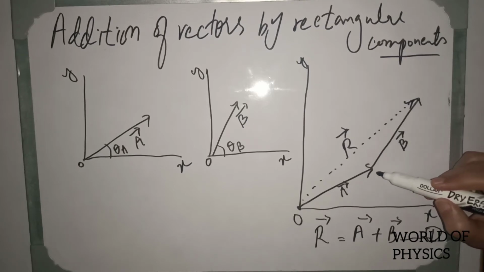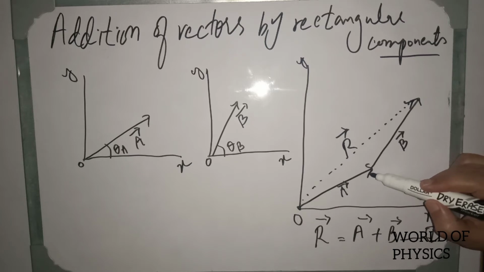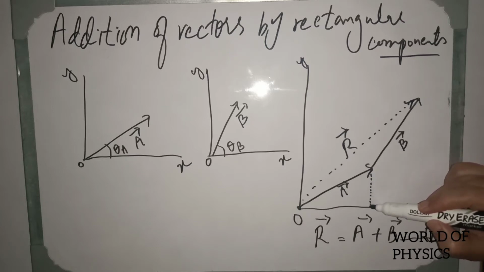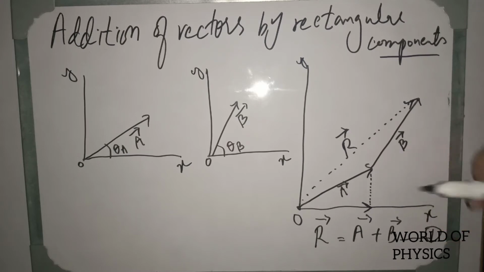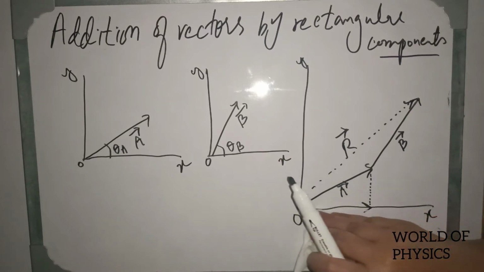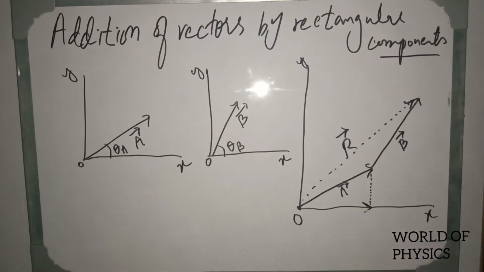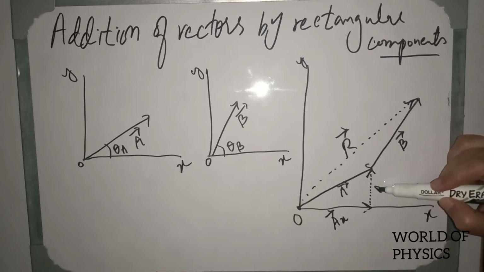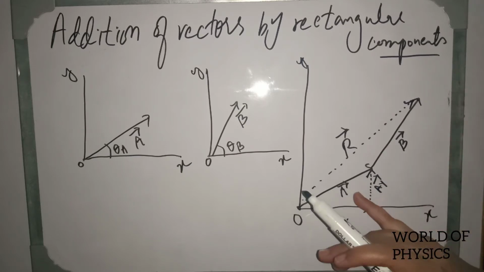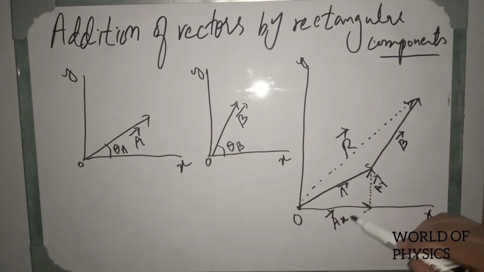How to make components of A? Drop perpendicular from the head of A on x-axis. In this way, this is called x component of A. This is x component of A. So I will write down Ax at this point because this is x component of A. As this is x component of A, just like this is called y component of A, called Ay. I have split A into its two rectangular components Ax and Ay.